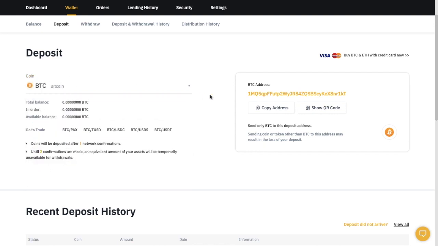So if you have Bitcoin in the likes of a blockchain wallet or an Exodus wallet, you'll then have this address that you can obviously copy, or you can show a QR code. So what you'll need to do is send your funds to this Bitcoin address. Now, one thing to be aware of is that you must ensure that you are only sending Bitcoin to this deposit address, as sending coins or tokens other than Bitcoin to this address may result in the loss of funds. So just ensure you are sending the right cryptocurrency to the correct address. And then once your funds are in, they'll then appear within your balance.